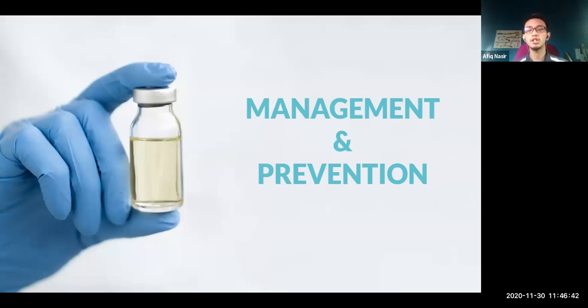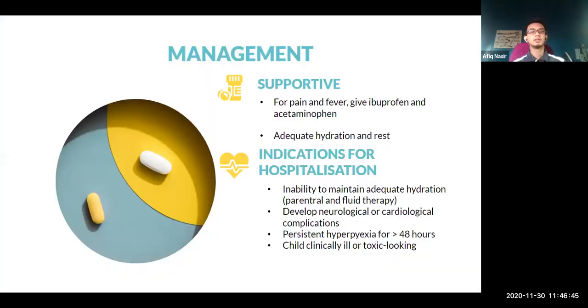Next is the management and prevention of HFMD. Hand, foot, and mouth disease is a self-limiting disease, so it will just go away in a few days. To treat this, there will be only supportive treatment if the disease is not severe. For pain and fever from the disease, we'll just give NSAIDs and antipyretics such as ibuprofen and acetaminophen. And in this disease, adequate hydration and rest are crucial.